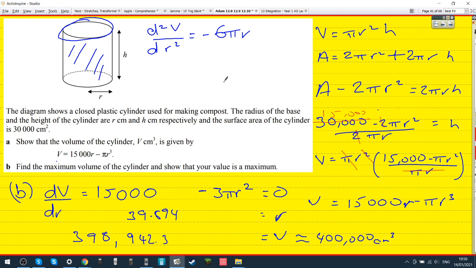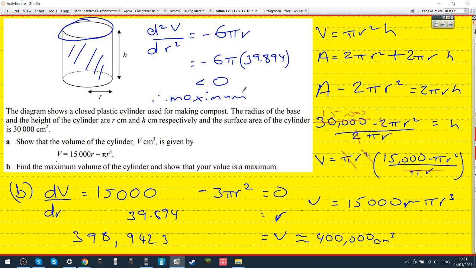And then would you substitute r? Yes. R was roughly 40. Yep. What number will we get? Positive or negative? Pi times 40. Negative. So that will be less than 0. Therefore, it's a maximum.